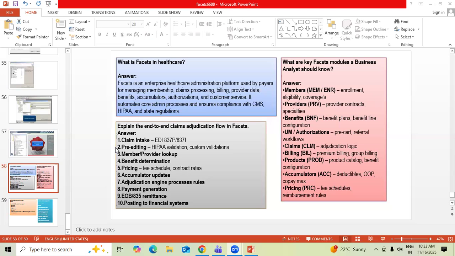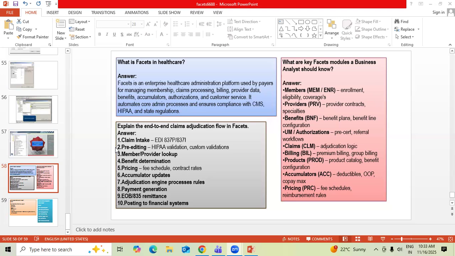Next is the billing module, where premium as well as group billing will be part of it. Next, the product module, where we manage the product catalog of healthcare products, followed by benefit configuration. Next, the accumulator module is where we handle deductibles and OOPs, copay, everything. Next is the pricing part, with fee schedules and reimbursement rules. So these are the key Facets modules that we use as a business analyst.